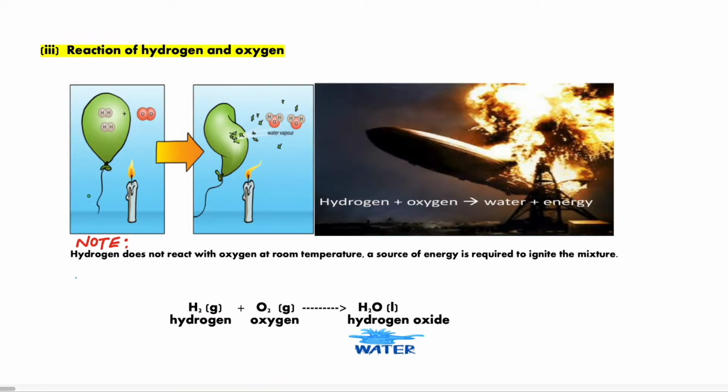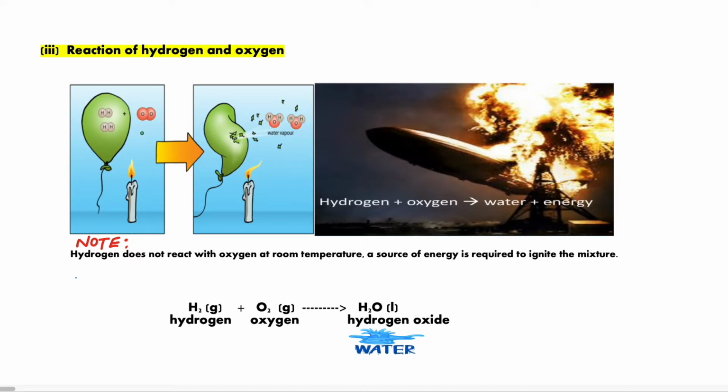Let us see another example, reaction of hydrogen and oxygen. Children, hydrogen does not react with oxygen at room temperature. For the reaction to happen, a source of energy is required to ignite the mixture. Here in this figure, hydrogen is taken in a balloon and it is ignited with a candle as the source of energy. When it bursts, it reacts with oxygen present in the atmosphere. In this reaction, a considerable amount of energy is released, and here steam is also produced, which upon cooling gives water.